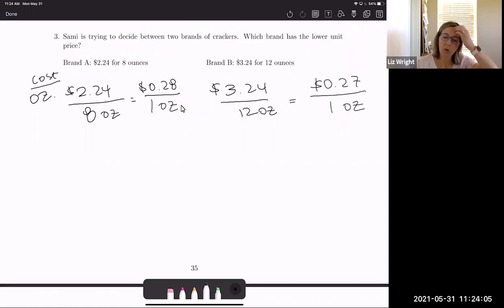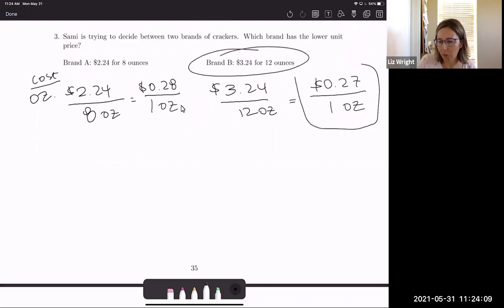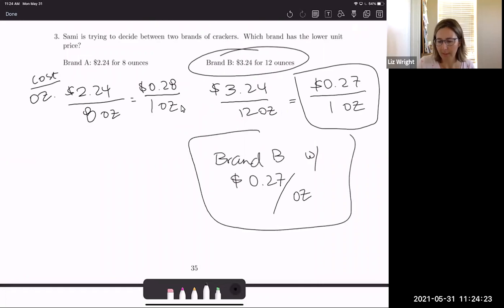So which one has the lower unit price? Brand B is going to have the lower unit price. So brand B with 27 cents per ounce. And that's your final answer for that one.